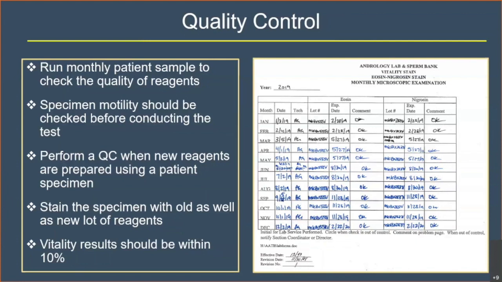On the right is the quality control sheet, which shows the lot number and the expiration date of the two dyes that we use, which are the eosin and the nigrosin stain. Next slide, please.